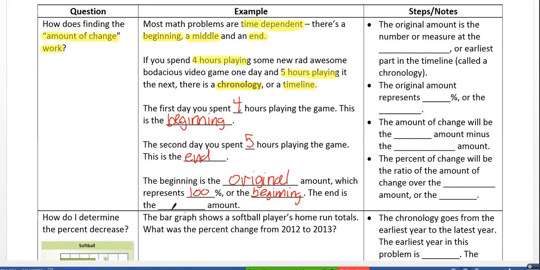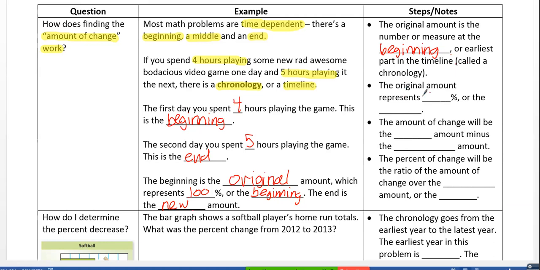The end is the new amount, or final amount, or what you end up with. The original amount is the number or measure at the beginning, which is the, whoa, I missed on that B. I'm going to try that again because that was pretty bad. B for bad, Mr. Plunkett. Beginning, or the earliest part of the timeline, called a chronology.